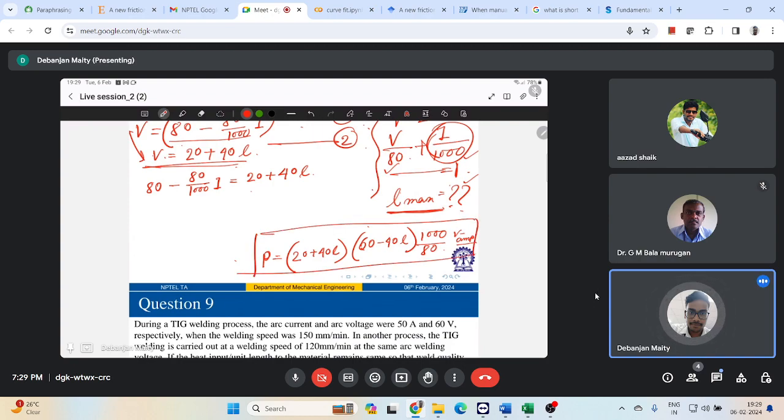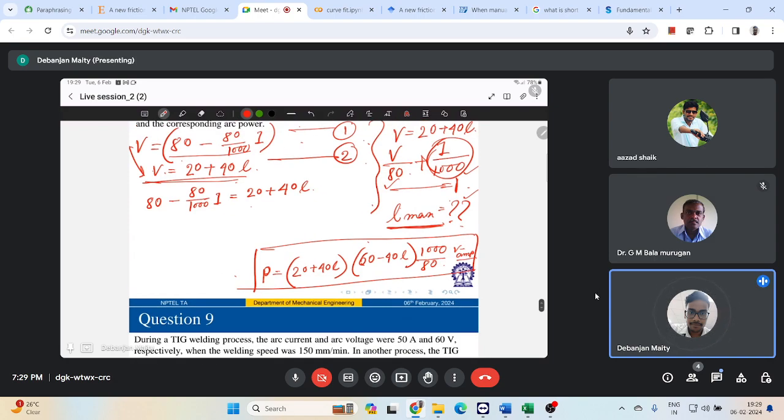So if this is my power, which is a function of arc length, to get the maximum power, what do we need to do? We need to have a derivative equal to 0. That's how we get the minimum or maximum value. So you have to do the derivative of power in terms of arc length. Can you do that quickly? Yes, sir.